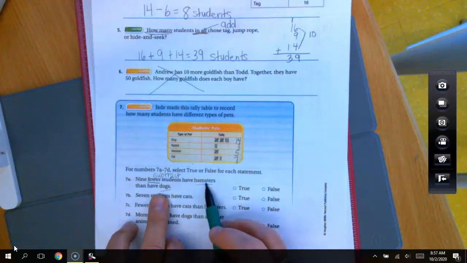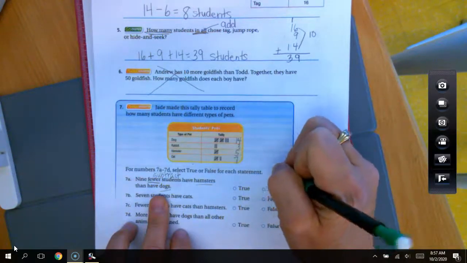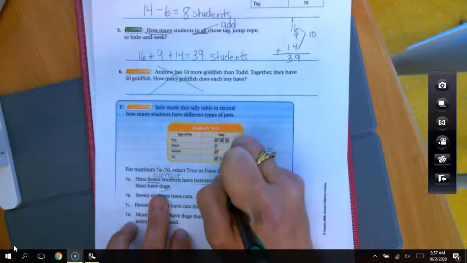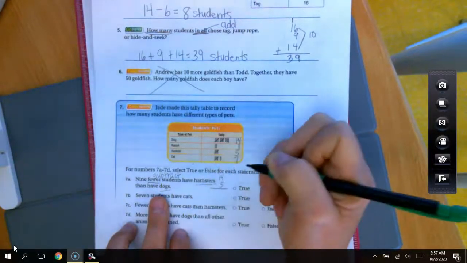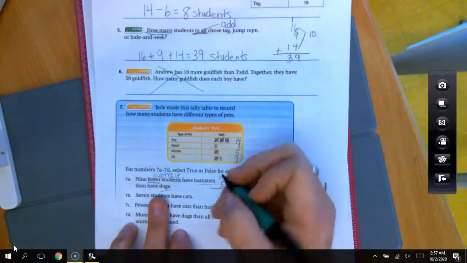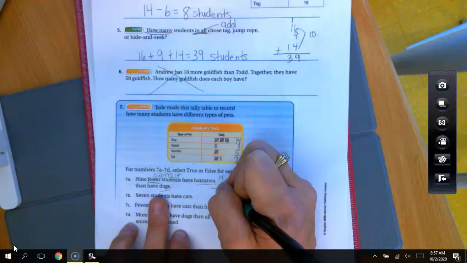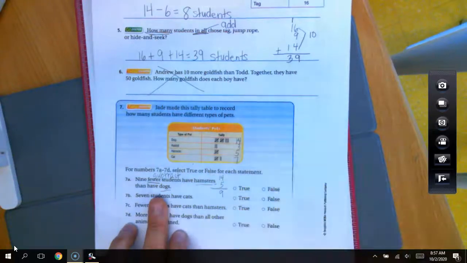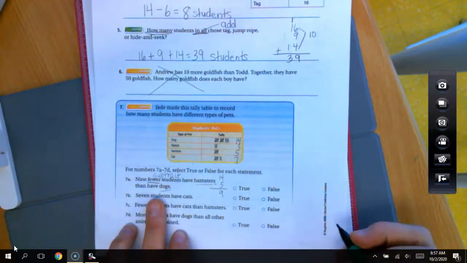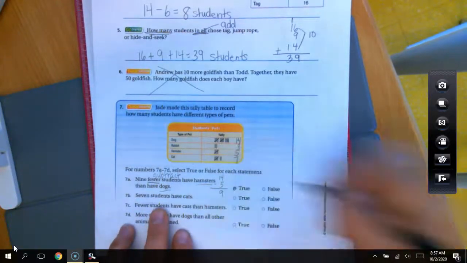I have hamsters. And I have dogs. So I know I'm going to subtract. So if you could subtract 14 minus 5. What is 14 minus 5? Did you figure it out? 9. So 9 fewer students have hamsters than dogs. Is that a true statement? It sure is. So you're going to mark true.